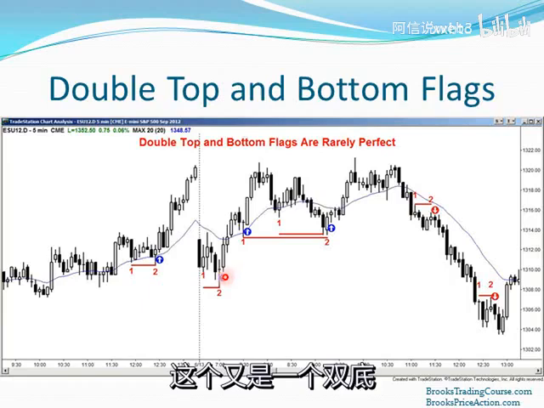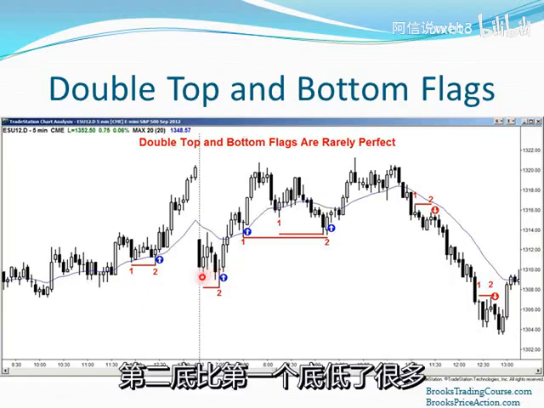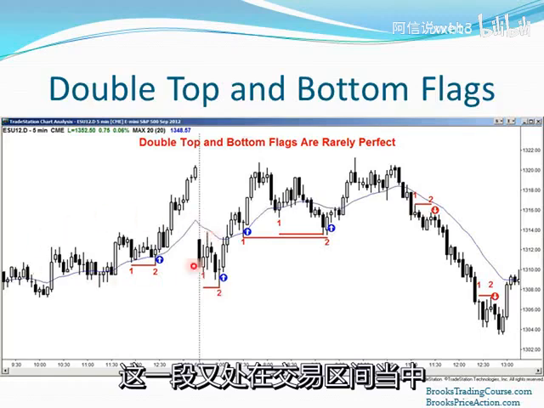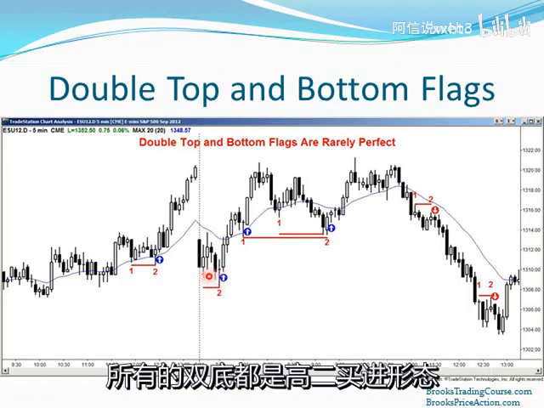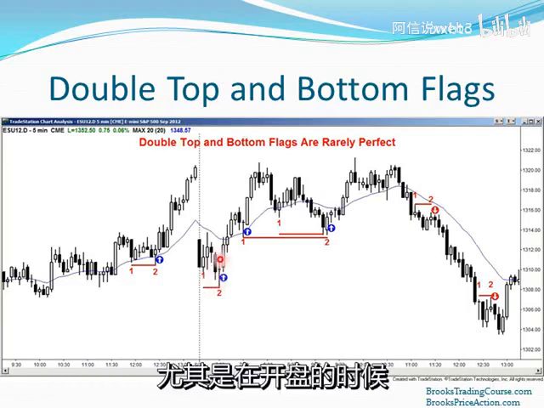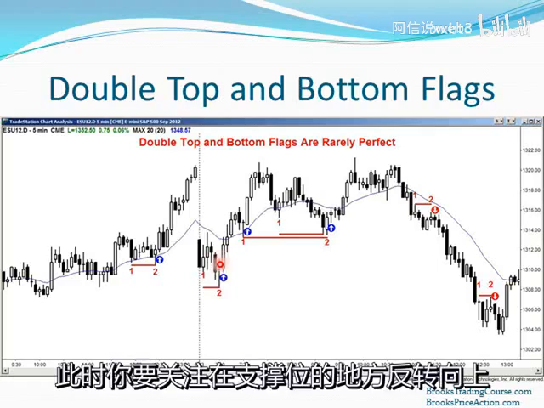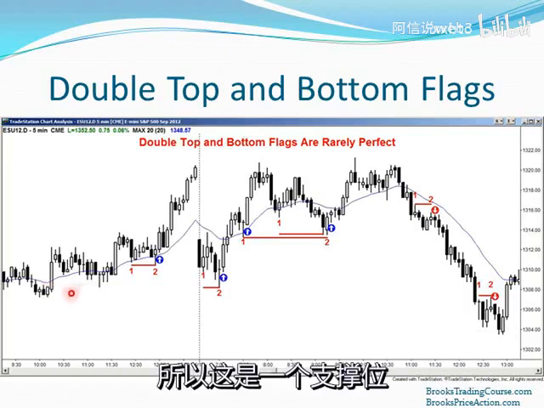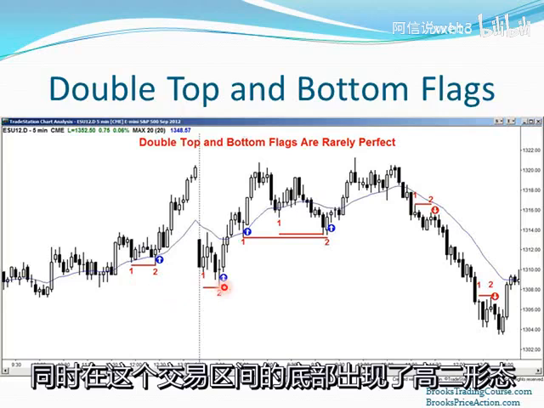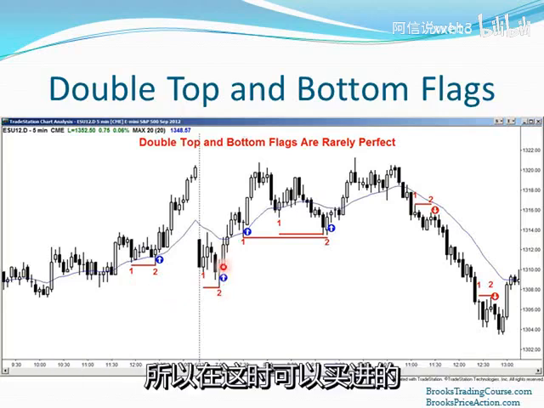Here you have a double bottom with the second low a lot lower than the first. At this point, it's in a trading range, and it doesn't matter that the second is lower than the first. Any double bottom is a high to buy, especially on the open, when you're looking for reversals up near support. We're near the bottom of yesterday. We're near yesterday's low, so that's the support level. And we have a high 2 at the bottom of a trading range. It's a reasonable buy.